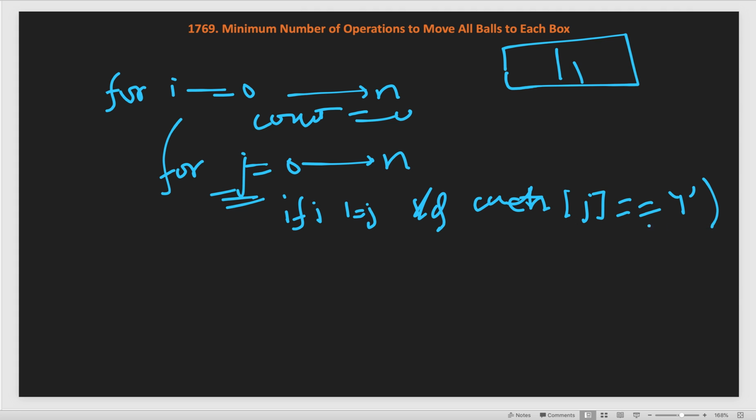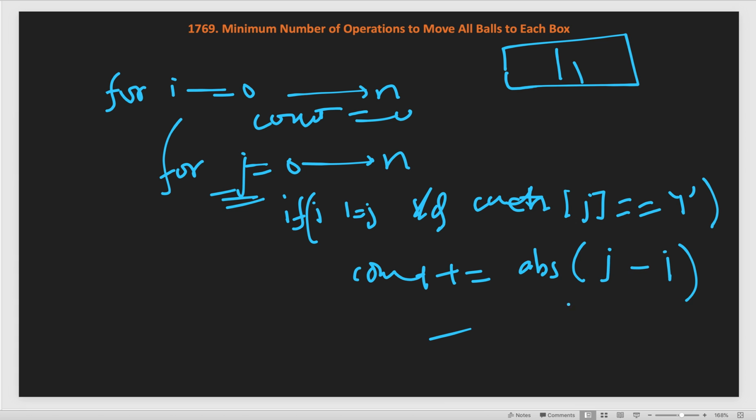So how much cost will it take? We will update that much cost into the count. So count will be updated: count equals count plus the absolute value of the index, like at that jth index we are getting the ball, we have to move that much till the I.